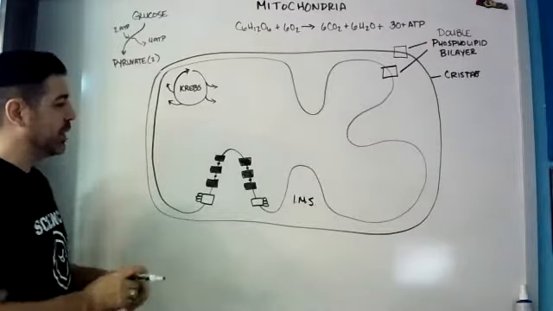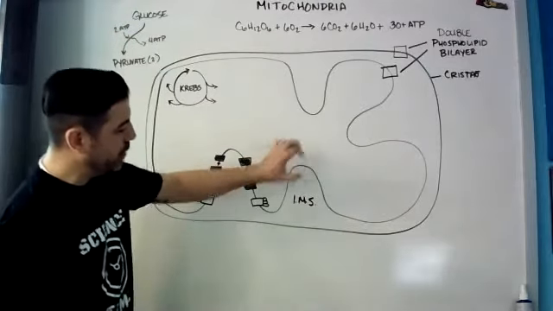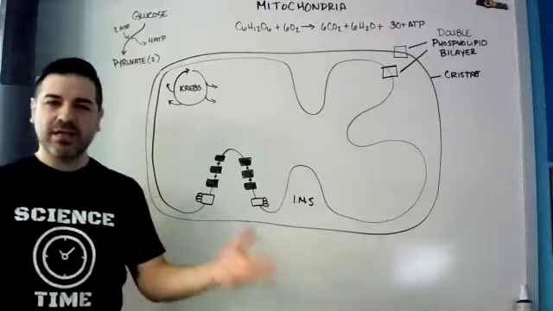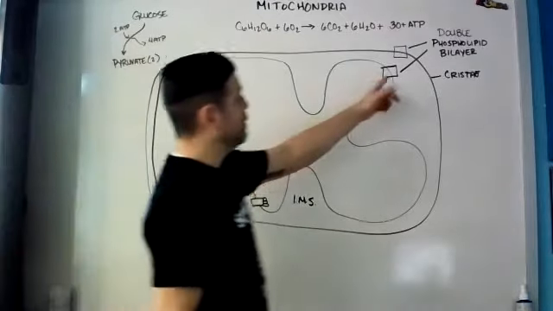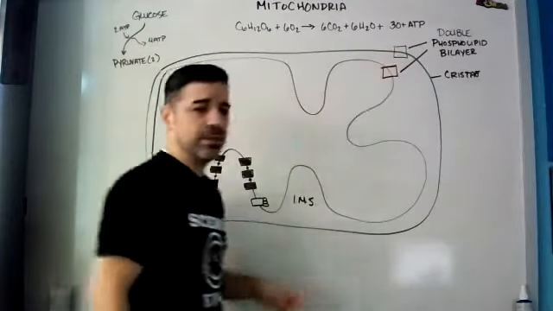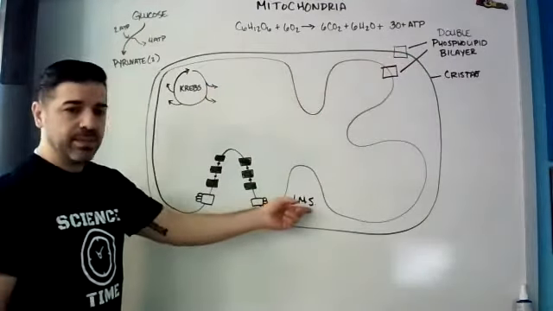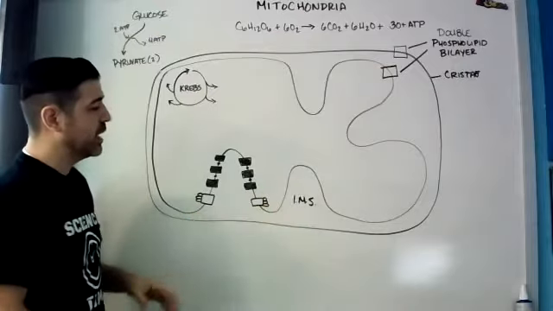All right, so the intermembrane space is the space between the inner membrane and the outer membrane. The word itself kind of defines itself, inter meaning between, and then membrane space. So the space in between the two phospholipid bilayers is the intermembrane space. Very important spot for us, so we'll get to that here in just a second.